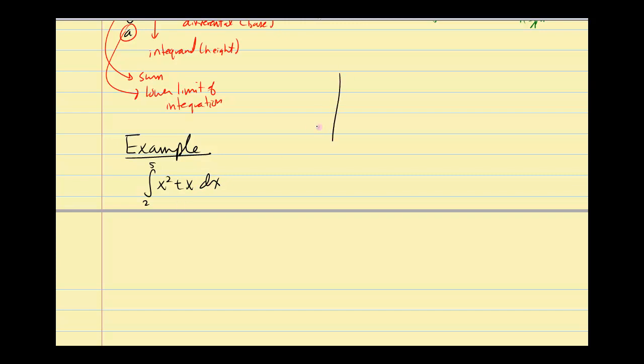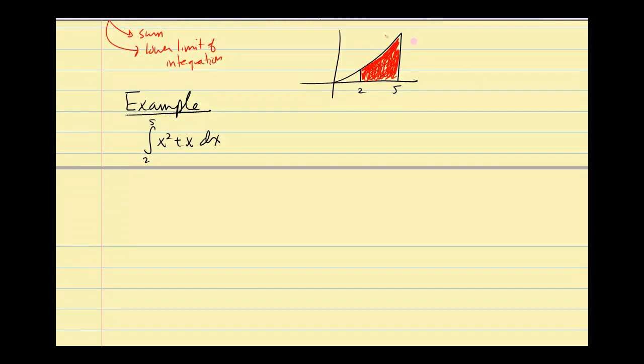So this is looking for the area underneath the curve, x squared plus x from 2 to 5, and so I'm looking for this area. So instead of writing out rectangles, what I'm going to do is actually apply this definition of the Riemann sum as the partition norm approaches 0. Well, we already know how to integrate x squared plus x. That's just x cubed over 3 plus x squared over 2.